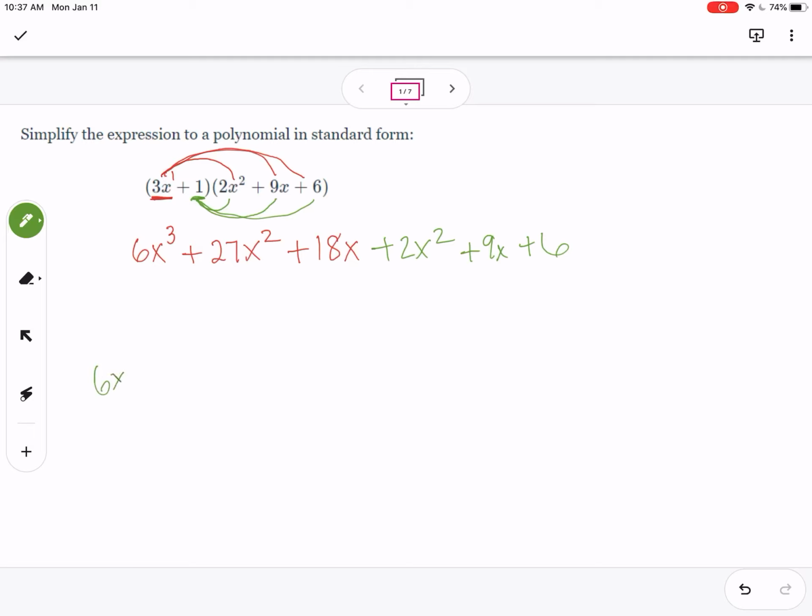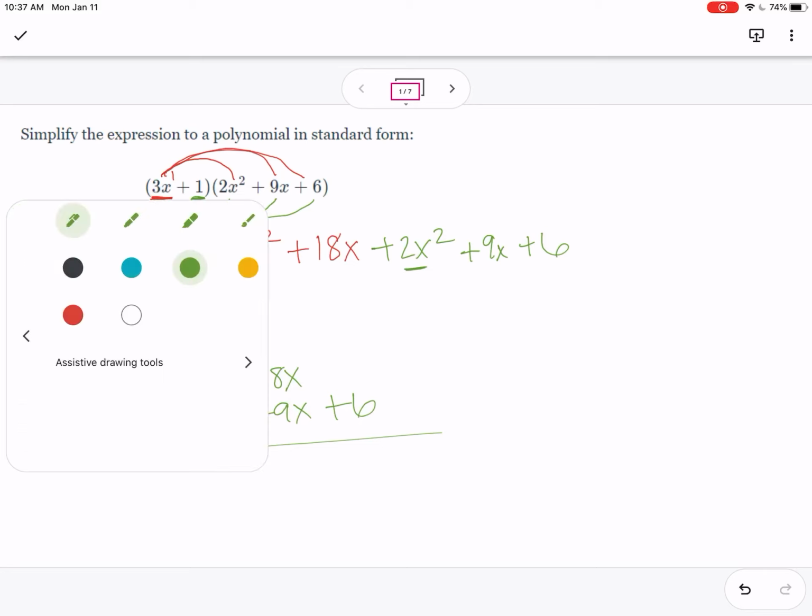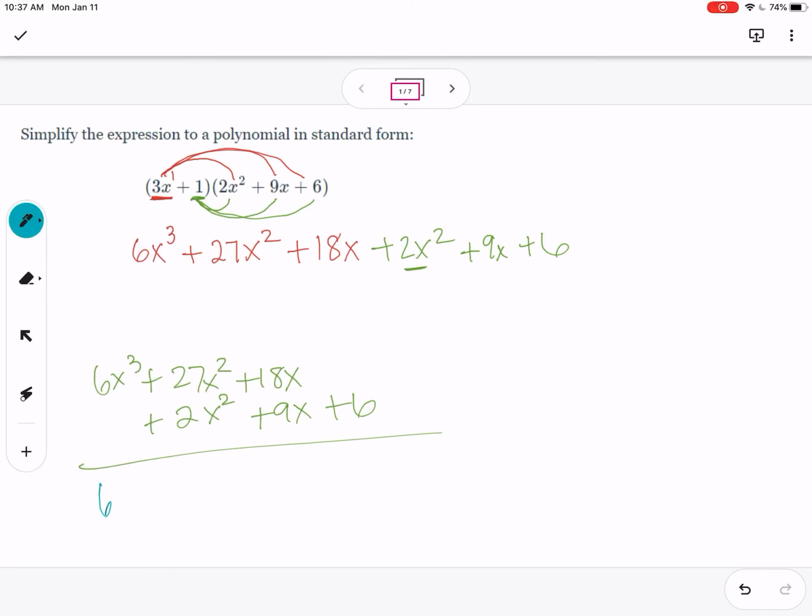So we had 6x cubed plus 27x squared plus 18x. And then when they got this 2x squared, they would have lined it up with the x squared, the 9x here, and the 6 here. And the reason for that is you can just add straight down now, and those are your like terms. So you'd have 6x cubed plus 29x squared plus, what is that, 27x plus 6. And there is your answer, okay?